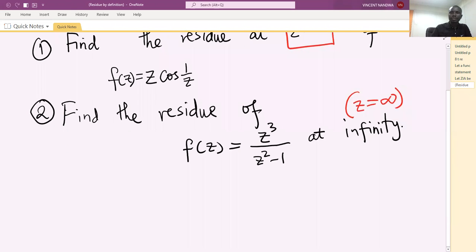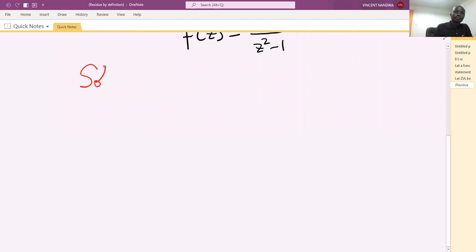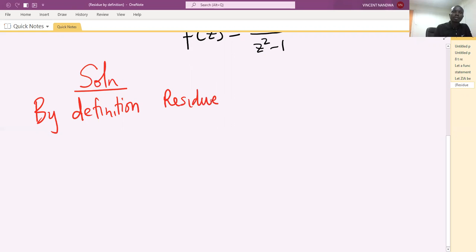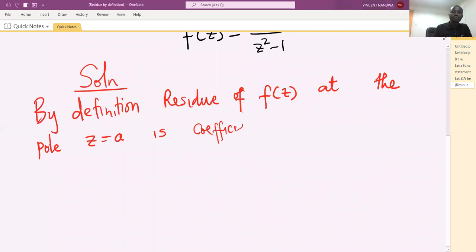Now let's discuss the first solution. By definition, the residue of f(z) at the pole z = a is given by the coefficient of the 1/(z − a) term.